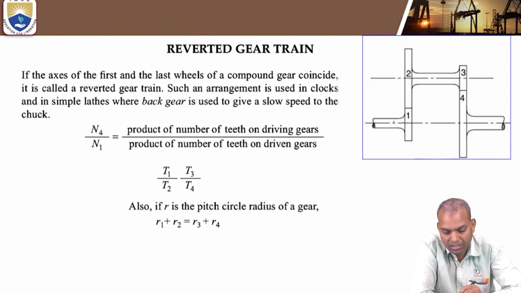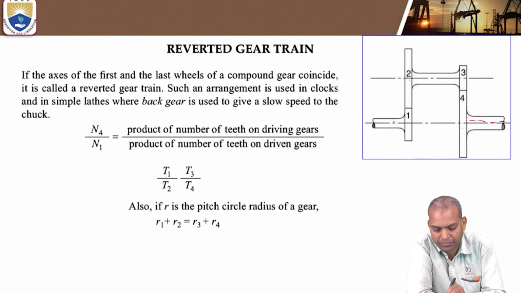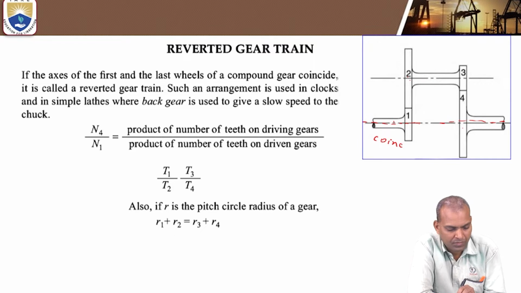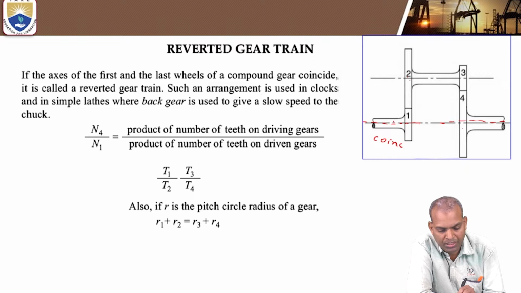Gear 1 and gear 2 rotate in opposite directions, 2 and 3 are mounted on the same shaft, and 3 and 4 mesh. The axis of gear 4 and gear 1 are coincident.